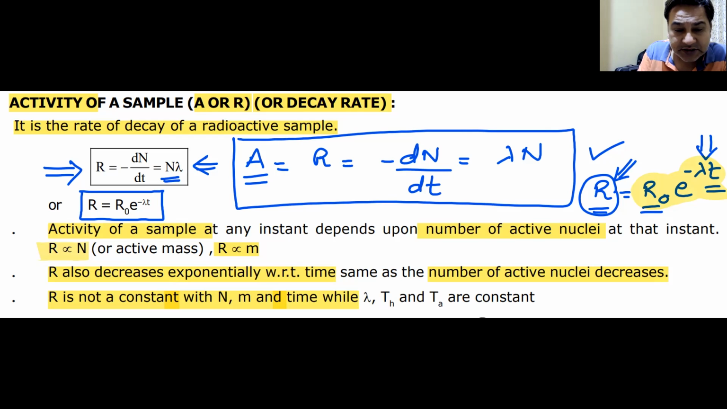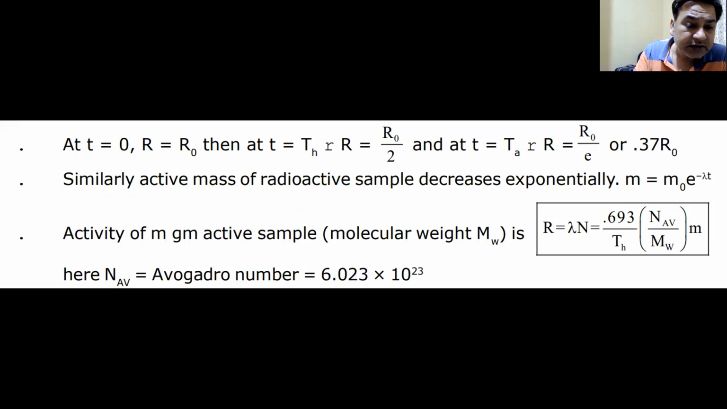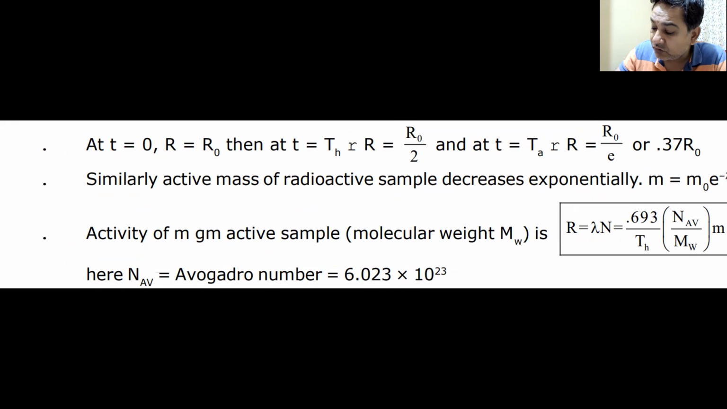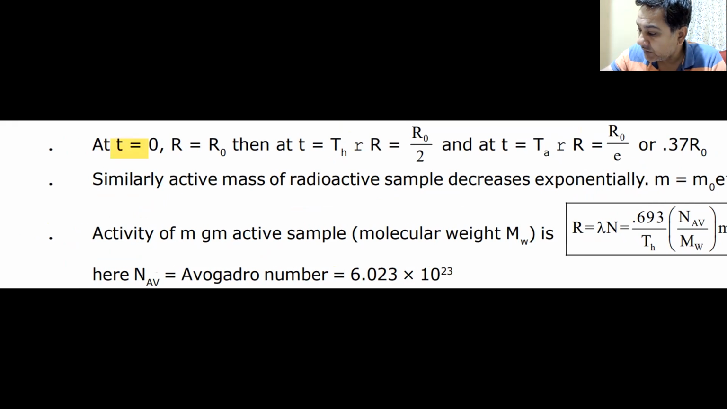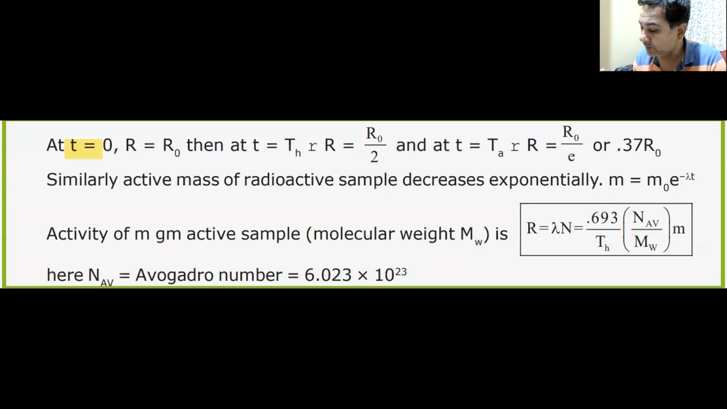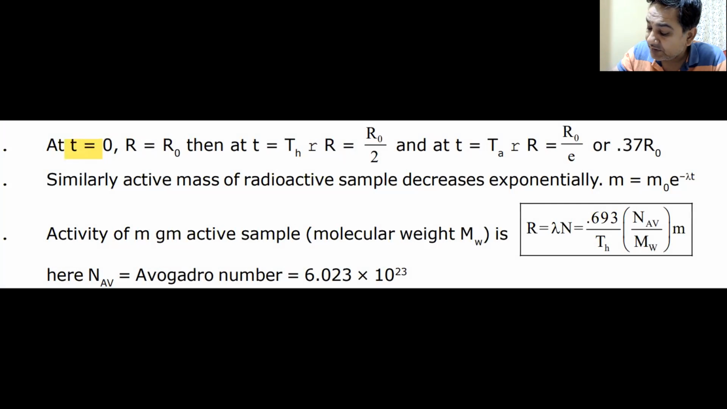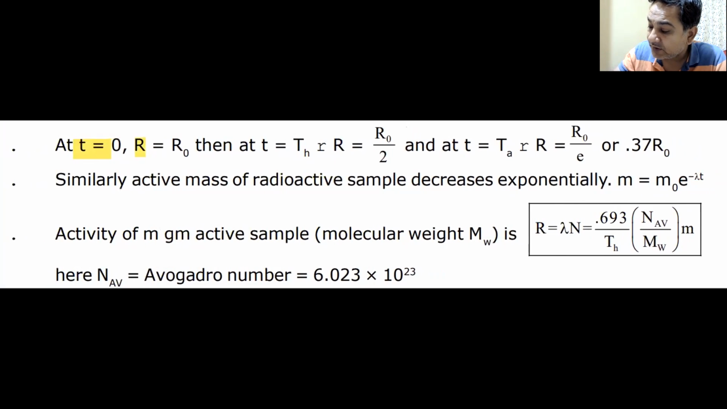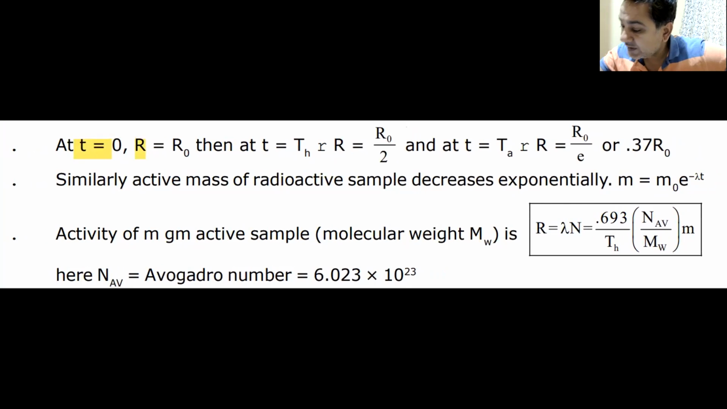Then again, the same thing that we discussed in the number of nuclei formula. At time t equal to 0, the value of R is R naught. So the initial activity is R naught. At half-life, this activity will become R naught by 2. We understand this?